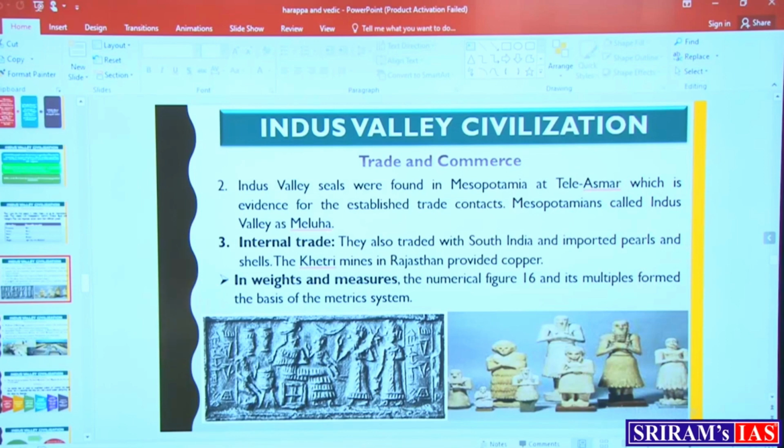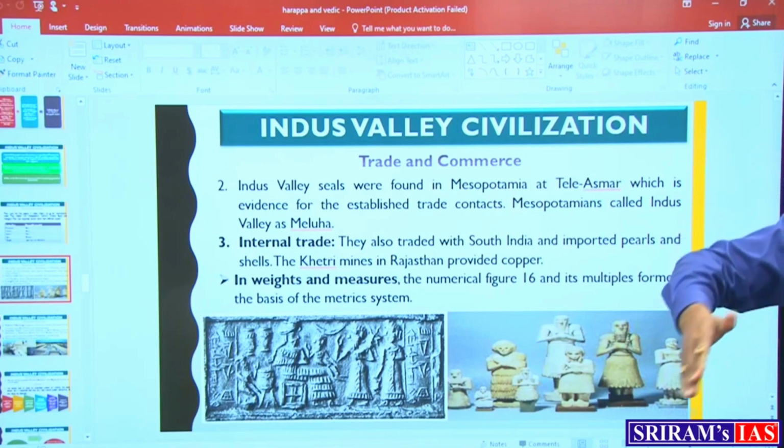So here, if you look at the script of Mesopotamia, I told you that it had already been deciphered. Mesopotamians mentioned so many places in the script. That means they had connection. They used Melhua. The word Melhua was for Harappa. Dilmun was Bahrain. Makran is the Karachi coast. So these are the trading points from Mesopotamia to India.